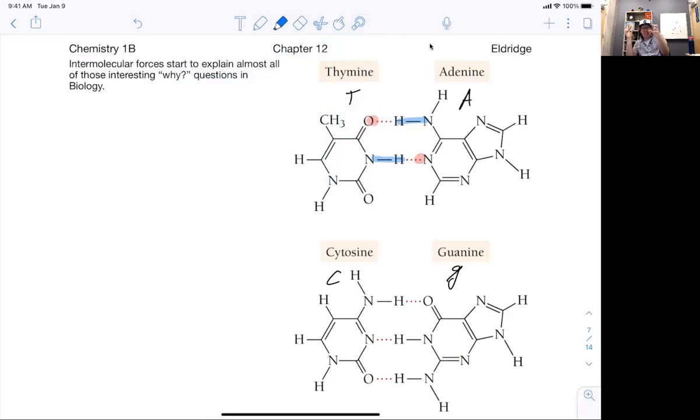Same thing with A and T. They've got to have these H bonds perfectly lined up so that you get these two H bonds. These down here are a little bit too far away. They're not oriented to be interacting. Plus, this is a CH, so it's not even that polar. So just two hydrogen bonds.